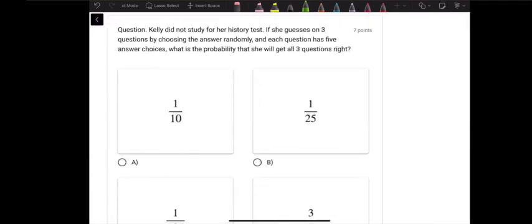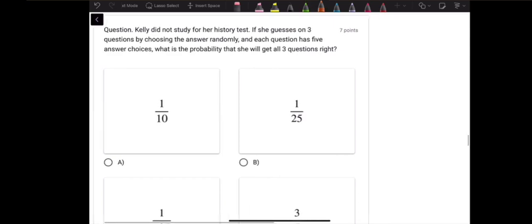In the next question, it states, Kelly did not study for her history test. If she guesses on 3 questions by choosing the answer randomly, and each question has 5 answer choices, what is the probability that she will get all 3 questions right? So this is what we call kind of a composite probability, because we need multiple events to happen. We need her to guess the first question right, the second question right, and the third question right. When you need multiple events to happen, you need to multiply the probability of each of those individual events. Thankfully here, all the events are the same, but we're still going to calculate it, multiplying each individual probability.